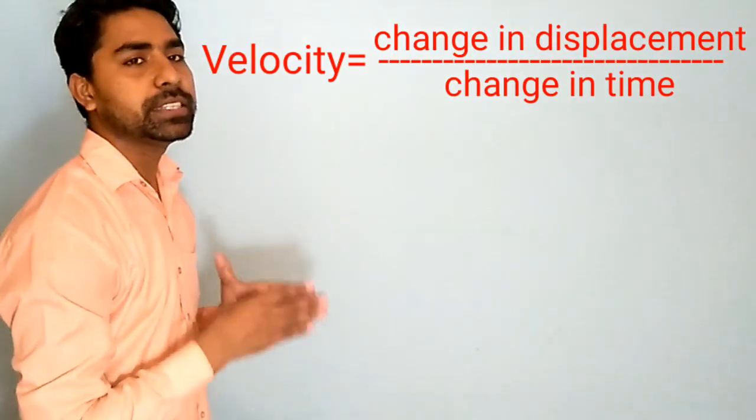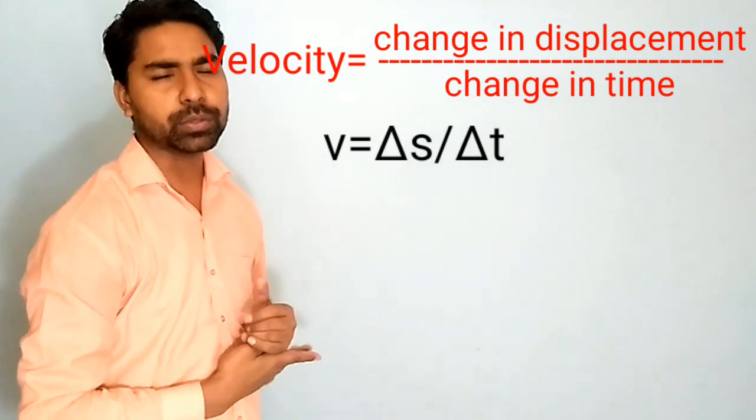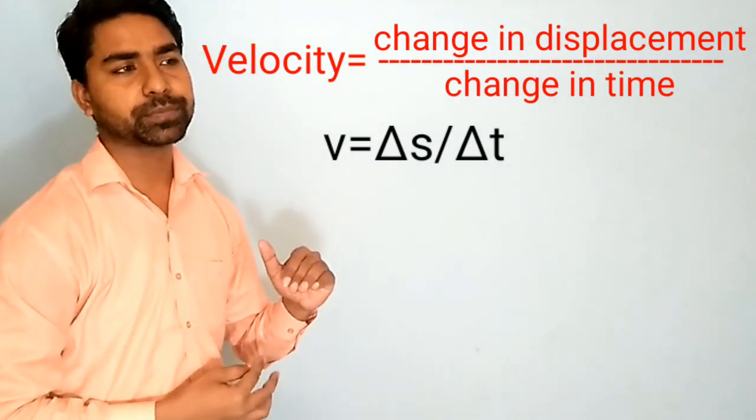Distance is scalar, displacement is vector, speed is scalar, velocity is vector. So whenever we are expressing a vector quantity, we have to give magnitude as well as direction. If I am talking about velocity again, how to write it? In class 9th you have seen velocity is equal to change in displacement upon change in time. You can also say velocity is the rate of change of displacement.